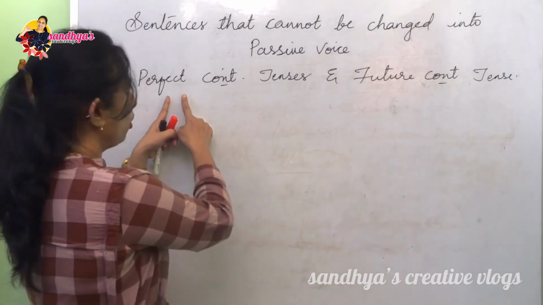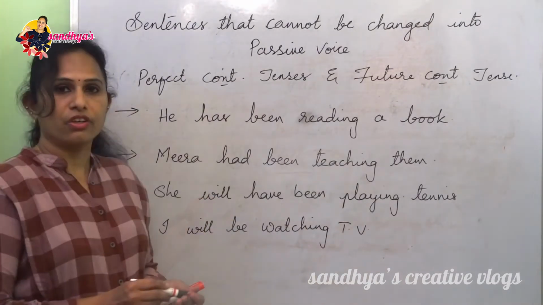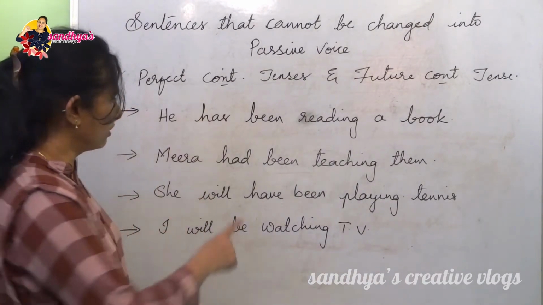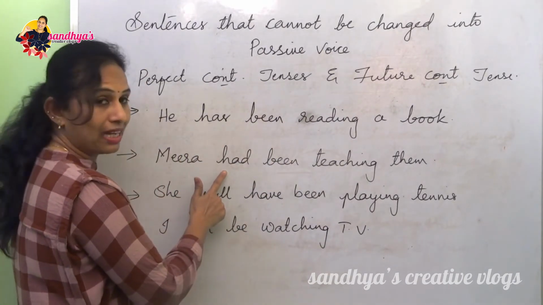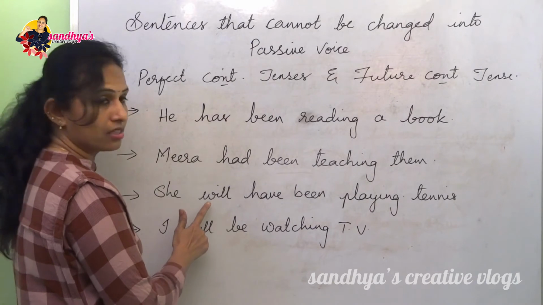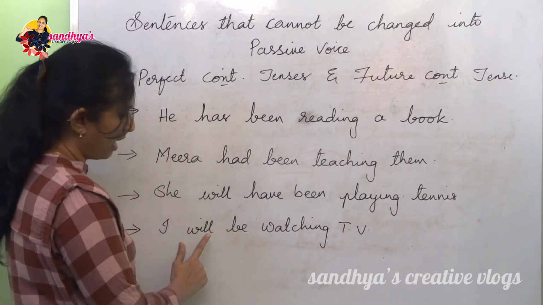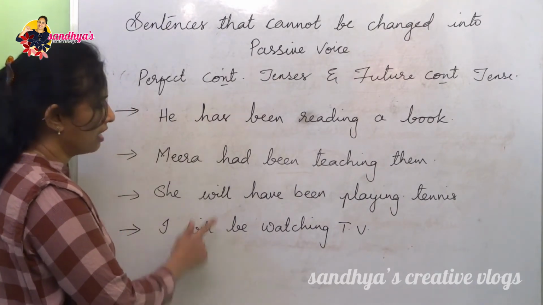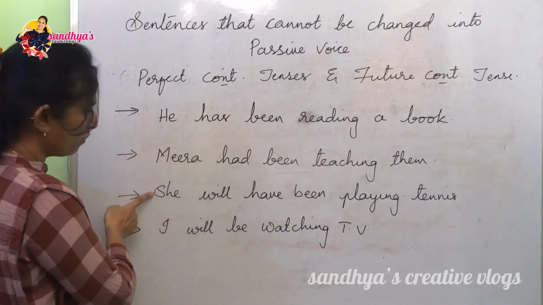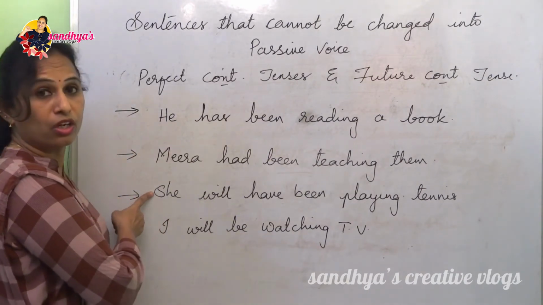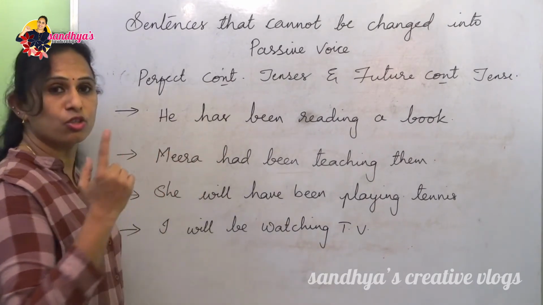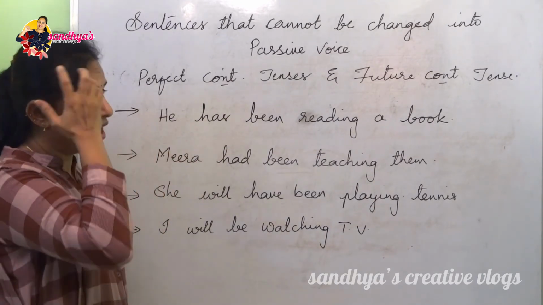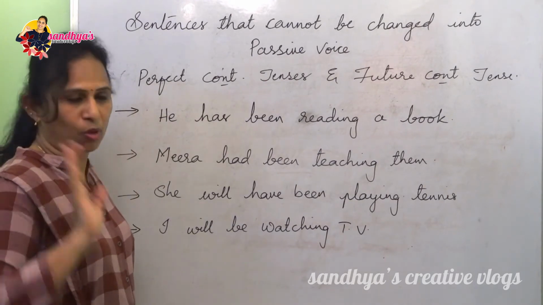Now we are talking about perfect continuous tenses. Here I have taken four examples. This is present perfect continuous tense, this is past perfect continuous tense, this is future perfect continuous tense and this is future continuous tense. That means for all the three perfect continuous tenses, as per our rule, we don't have passive voice. I'll try to change this sentence into passive voice and I'll tell you why that is not possible.